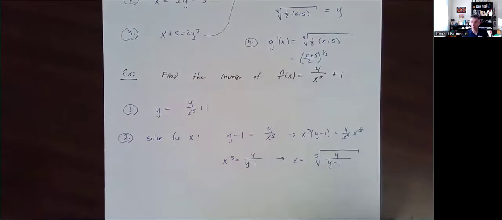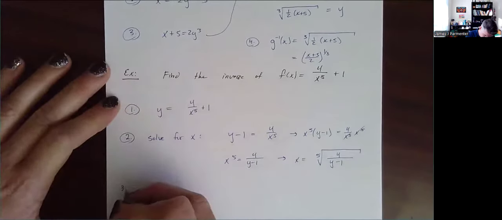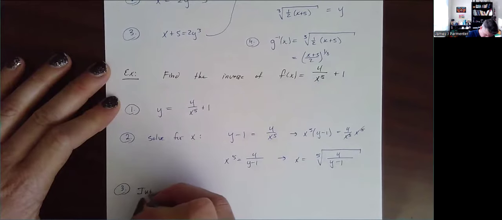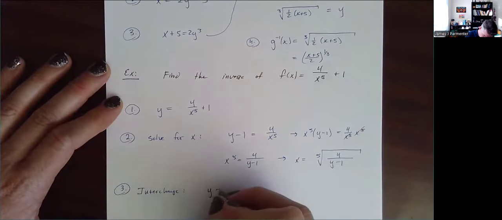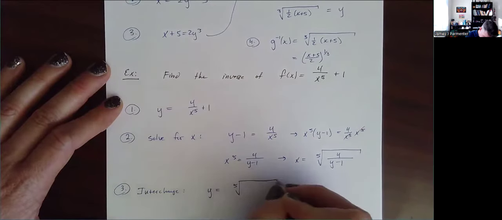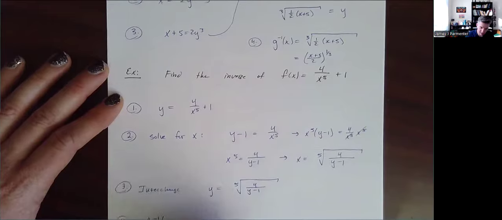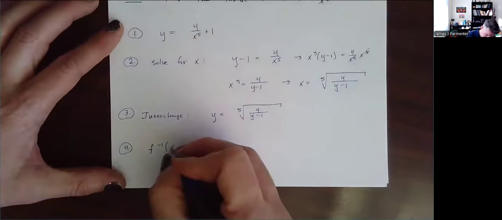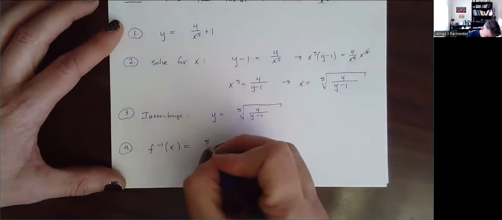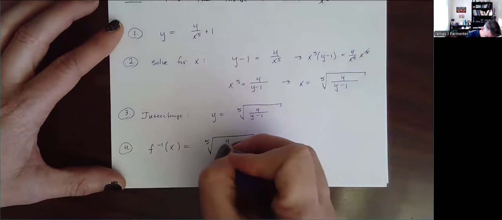I really don't like doing it this way. I feel like that was terrible, but it's fine. So then the third step here is to interchange. So now we have y equal to the 5th root of 4 over y minus 1. And then finally, rewrite it as f inverse. Oh, sorry, you can't quite see that. Apologies. f inverse of x equal to the 5th root of 4 over y minus 1.